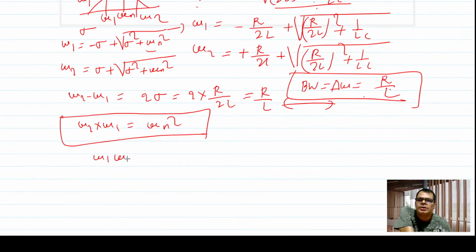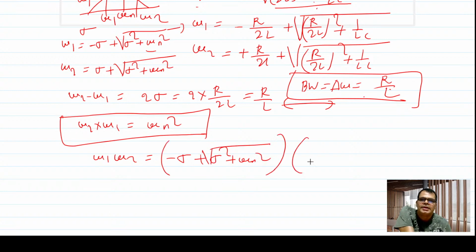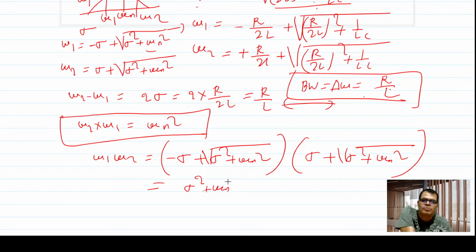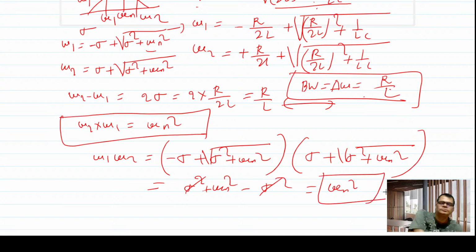Omega 1 into omega 2 is equal to minus sigma plus root over sigma square plus omega n square, into sigma plus root over sigma square plus omega n square. a plus b times a minus b, that is a square minus b square: sigma square plus omega n square minus sigma square. Sigma squares get cancelled, omega n square, correct? Right?